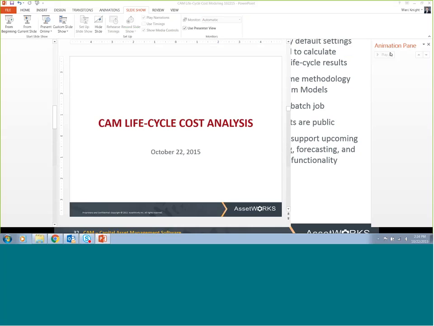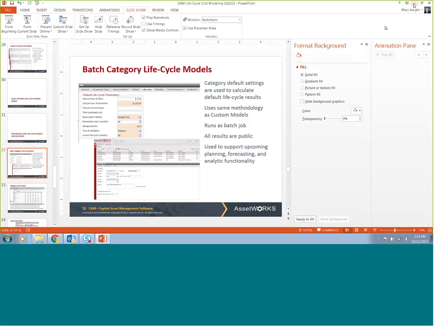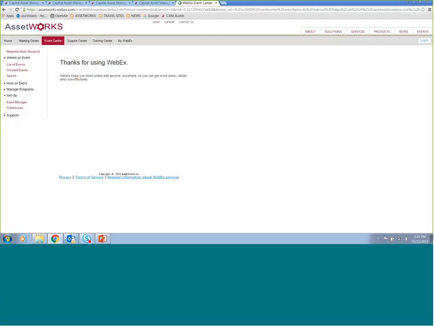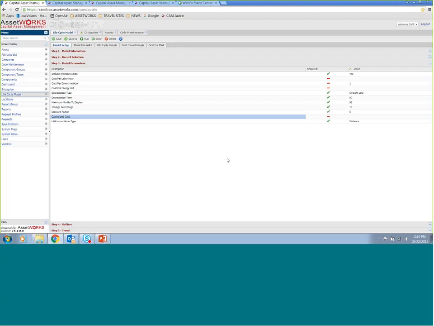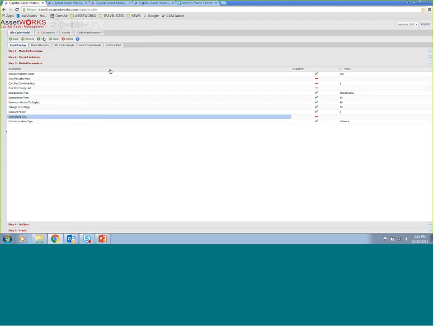So I'm going to get out of PowerPoint, and let's get into CAM. I've already logged into CAM, and I've set up a couple different examples just so you don't have to watch it spin. Each model takes 30 seconds to a minute to run, depending on the size of the model, how many records you include, and how far out you go. All those factors will determine that. But I've pre-staged a few of these just so we can see.